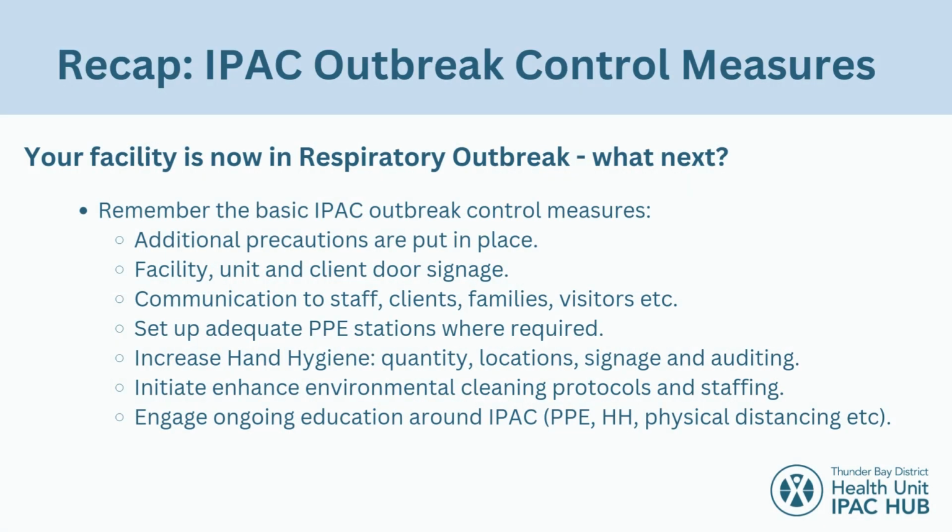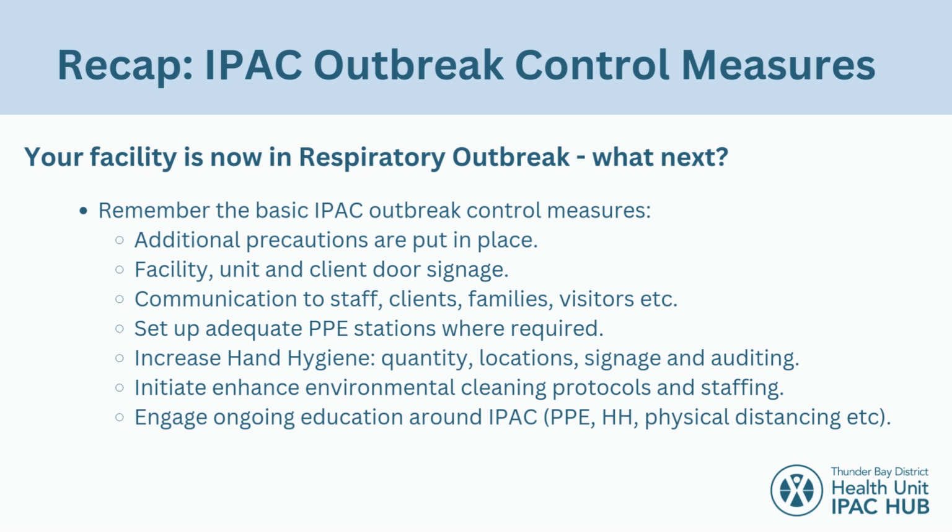So let's take what we've learned from the first module. Remember that general outbreak control measures are applied no matter what. So now your facility is being declared in respiratory outbreak. What's next? We've got to remember additional precautions. We want to remember our signage, so that's for the facility, unit, and our clients. We've got to remember the communication is very key, and the earlier it goes out, the better. The more clear and concise it is, the better as well.